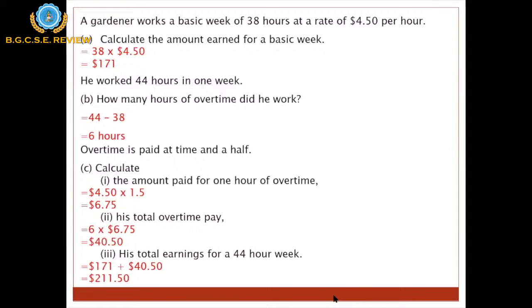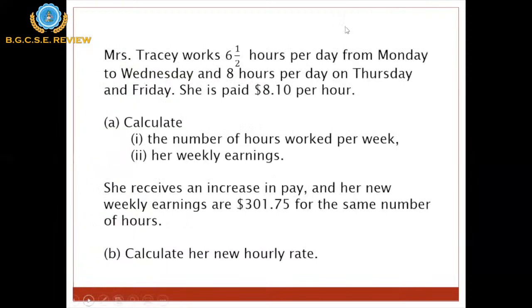Alrighty, let's move on to our next question. And again, all of these questions come directly from the BGCSE exam. This question is about Tracy. It says, Tracy works 6.5 hours per day from Monday to Wednesday and 8 hours per day on Thursday and Friday. She is paid $8.10 per hour. Calculate part 1, the number of hours worked per week. Part 2, her weekly earnings.